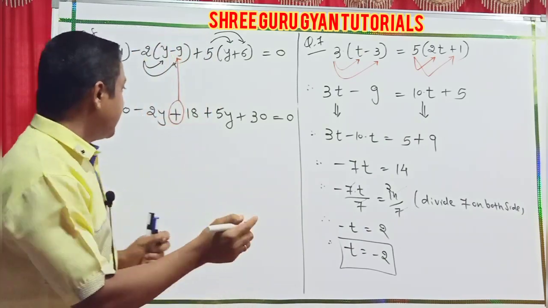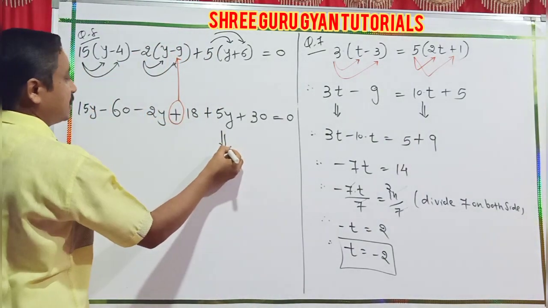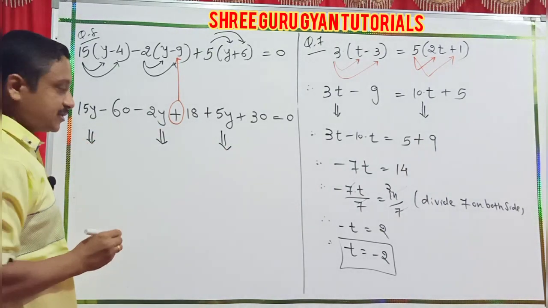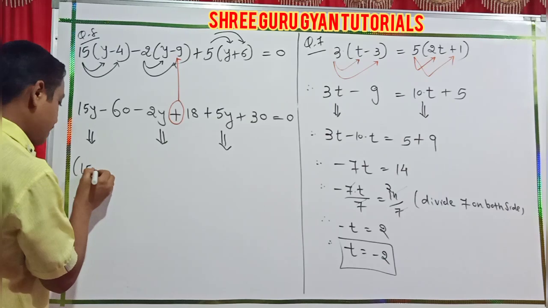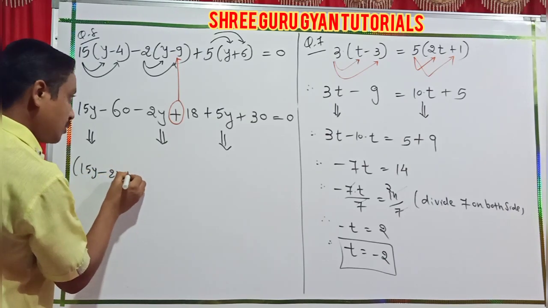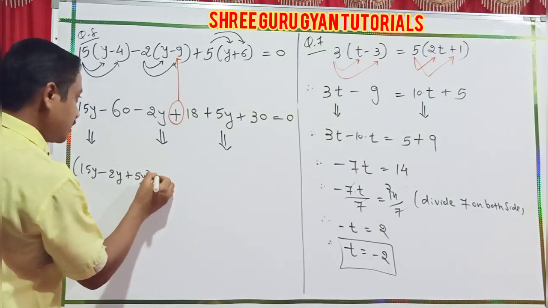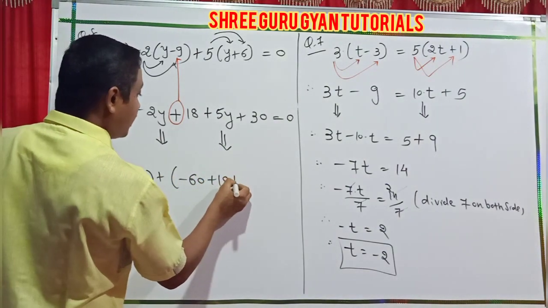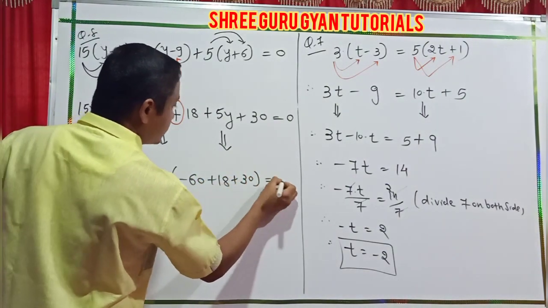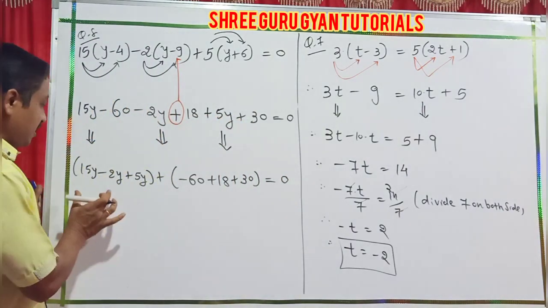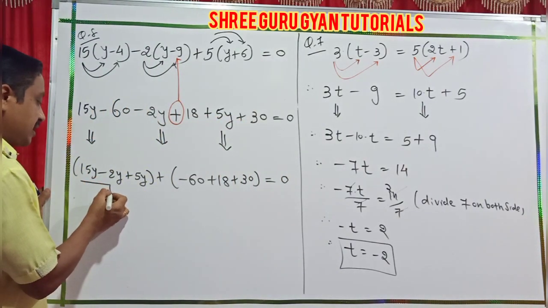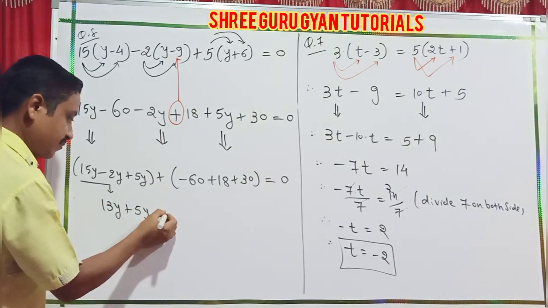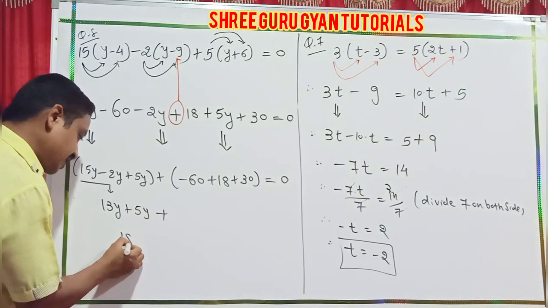Now you collect your like terms. 5y like terms, minus 2y like terms and 15y like terms. So 15y minus 2y plus 5y. And these like terms are minus 60 plus 18 and plus 30, these are as it is. How many here? 15 minus 2? Yes, it is 13y plus 5y. Further calculating, it is 18y.